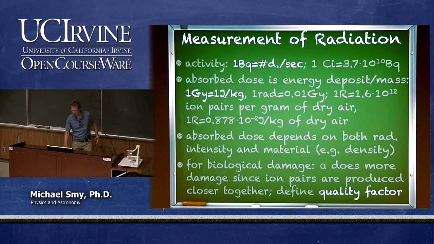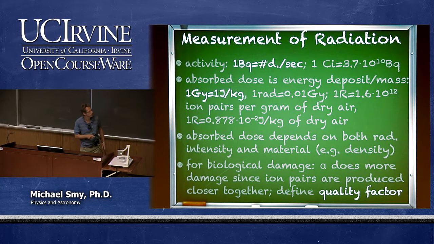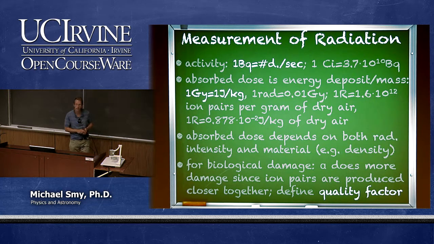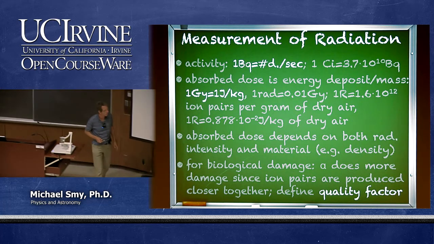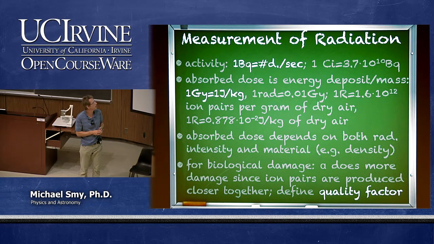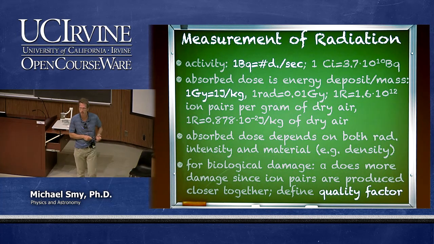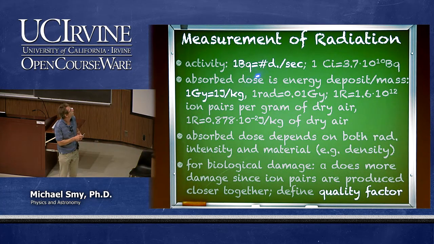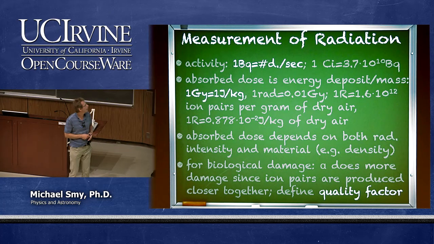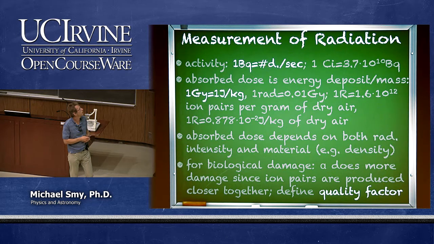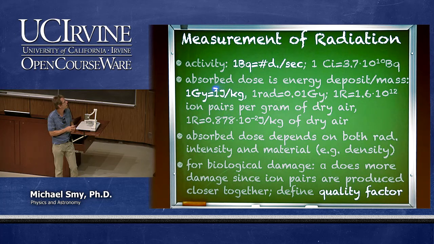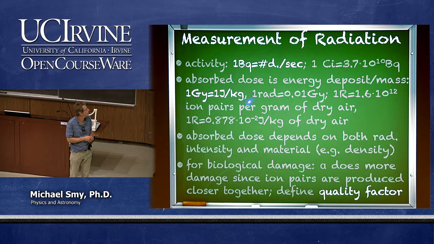To measure radiation, we've already encountered the unit of becquerel, which is the number of decays per second. In the US, there's another unit that's widely used, which is called the curie, and 1 curie is 3.7 times 10 to the 10 becquerel. So those are the same thing, really. To measure the radiation damage, it is more useful than just looking at how many particles there are, to study how much energy is deposited per mass. And so 1 gray means that 1 joule gets deposited per kilogram of mass.